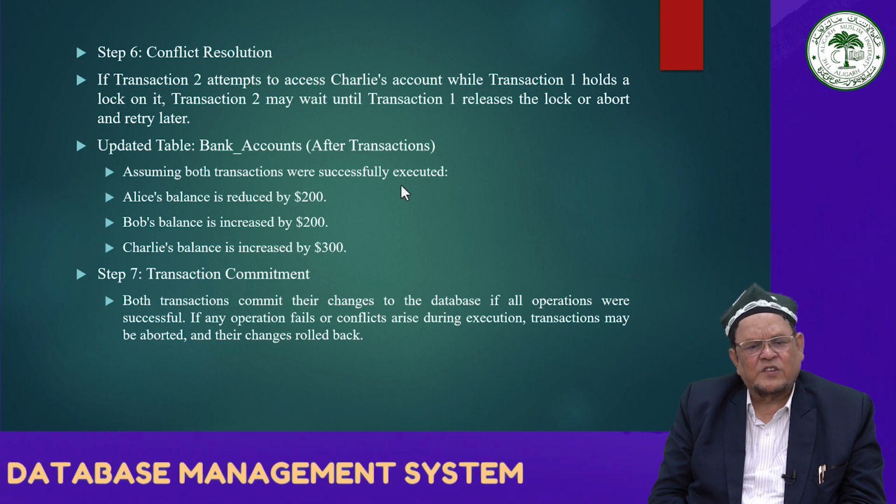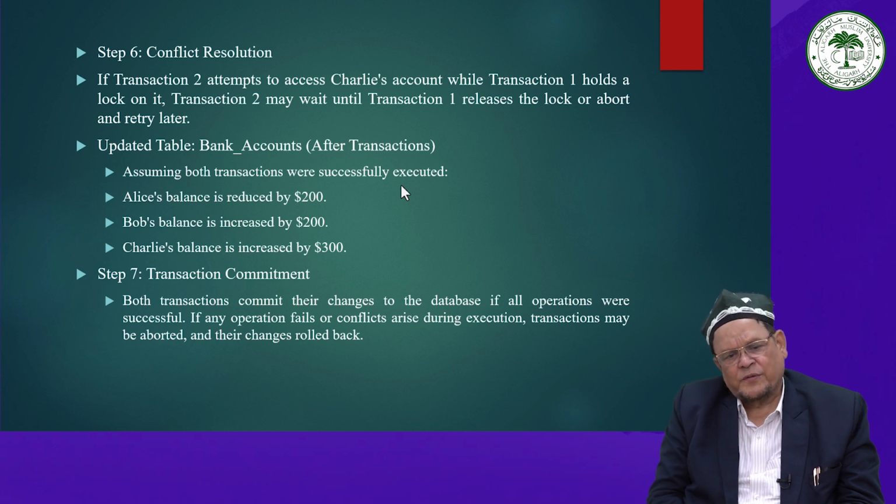Seventh step, transaction commitment. Both transactions commit their changes to the database if all operations were successful. If any operation fails or a conflict arises during the execution, the transaction may be aborted or its changes rolled back.